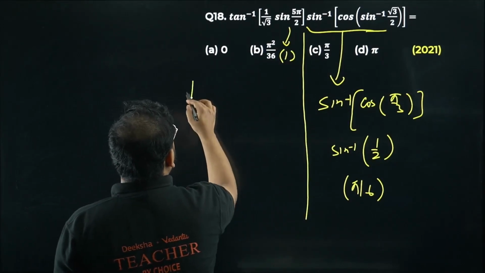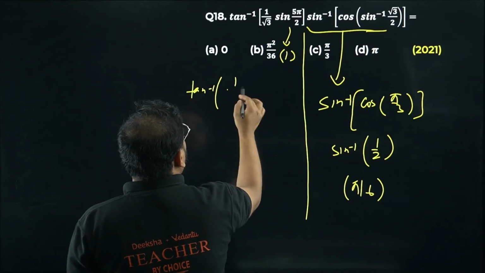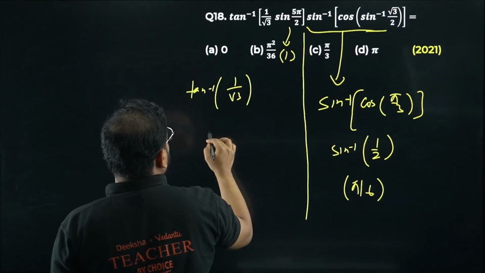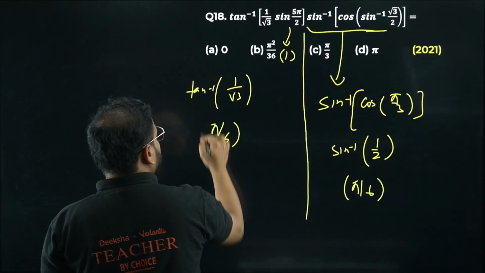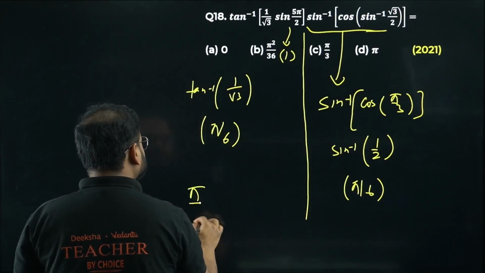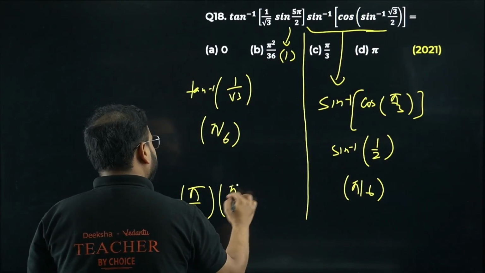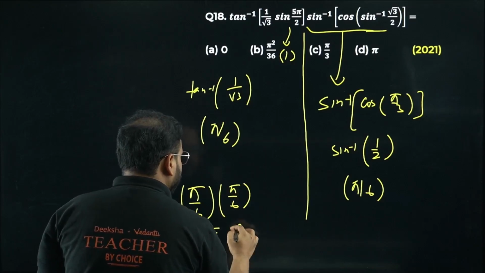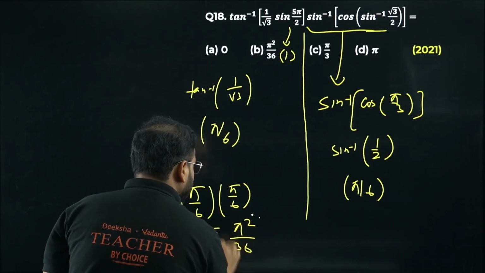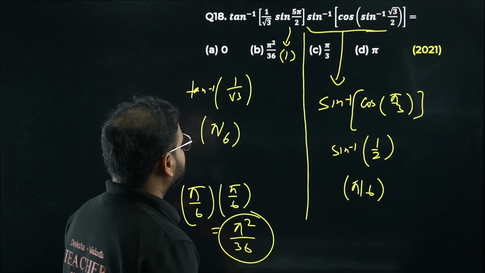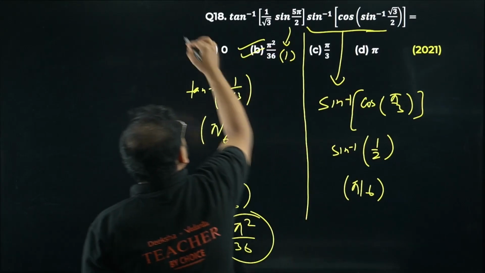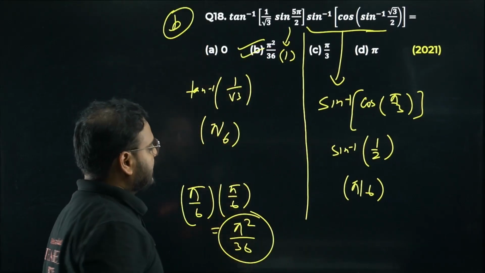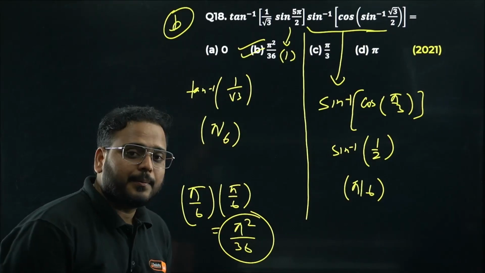So it becomes tan inverse of 1 by root 3. You'll have again this also as pi by 6. They are both multiplied, no? So we have pi by 6 into pi by 6. We get the result as pi square by 36. Option B is right. Question 18, option B is correct. Please check.